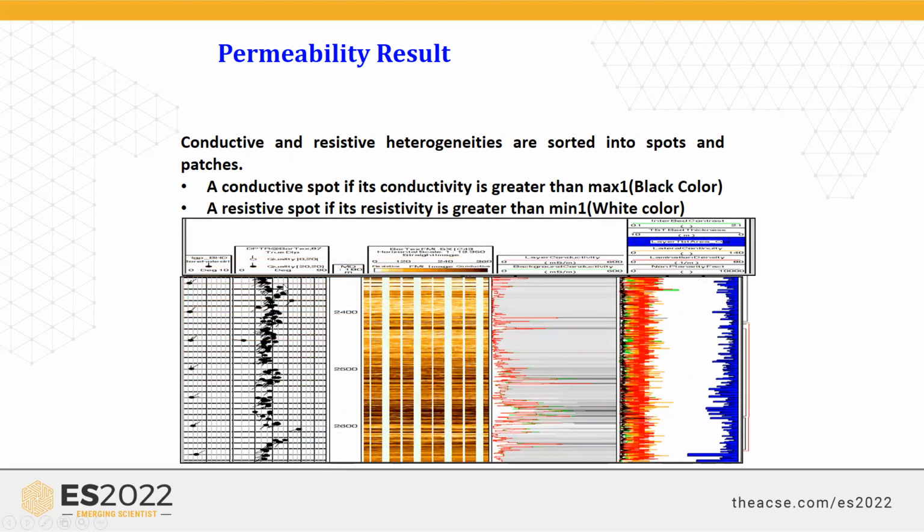So we use the bedding dip, and based on this bedding data, we compute layer conductivity and background conductivity, as we can see here. And also we compute the layer thickness. You can see here, you can get the layer thickness too.